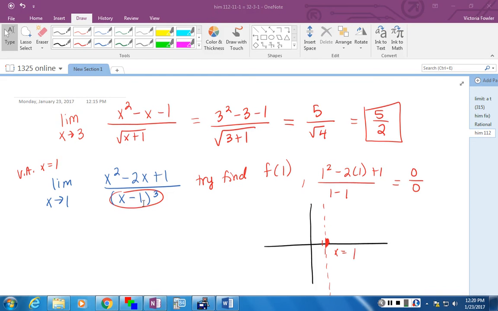Accidentally hit pause there. You may think that's the case for this one, but remember you have a cubic here on the bottom. So actually the degree of the numerator is 2, the degree of the denominator is 3. So you still have that case where the degree of the numerator is smaller, and so you have a horizontal asymptote at y equals 0.